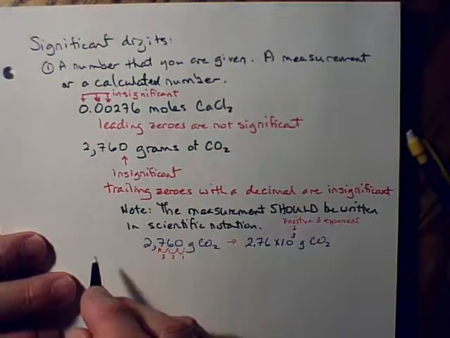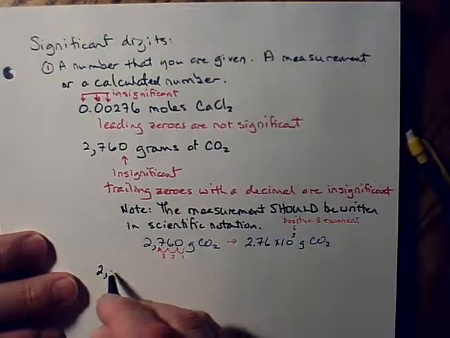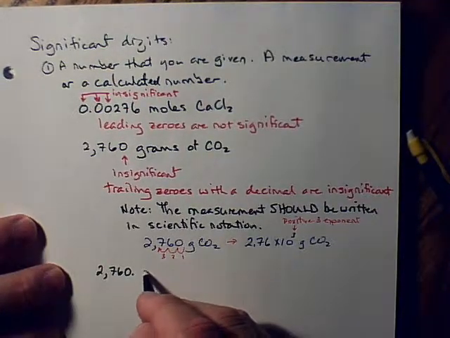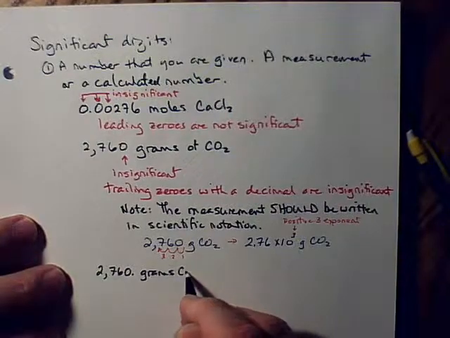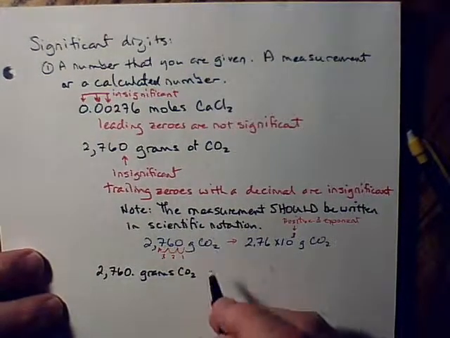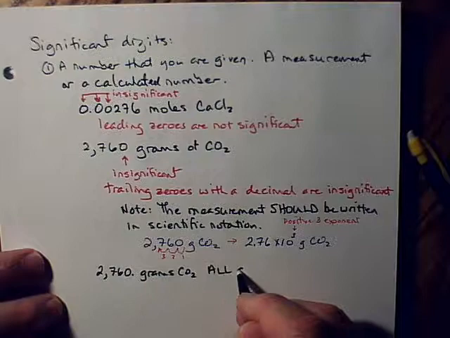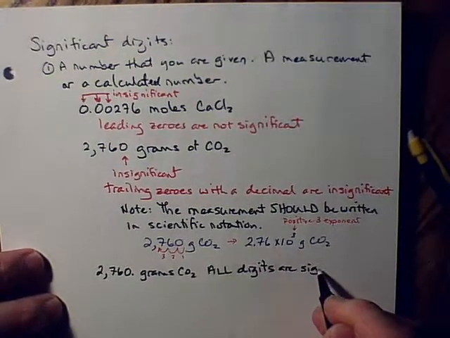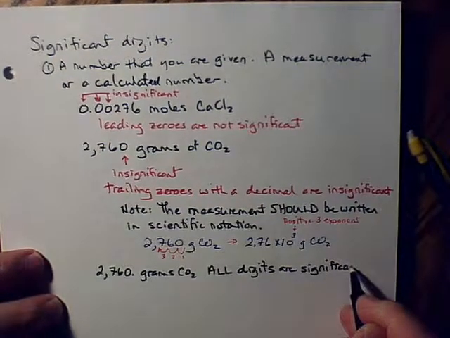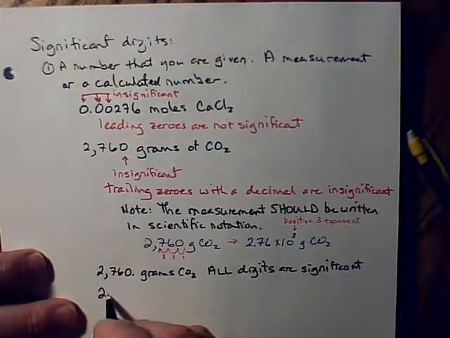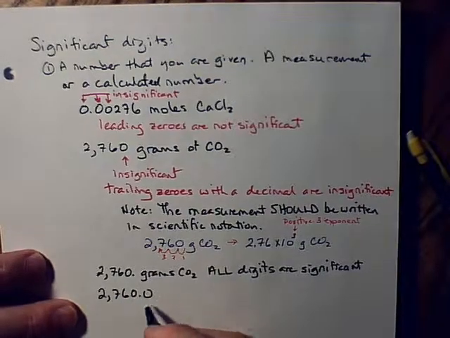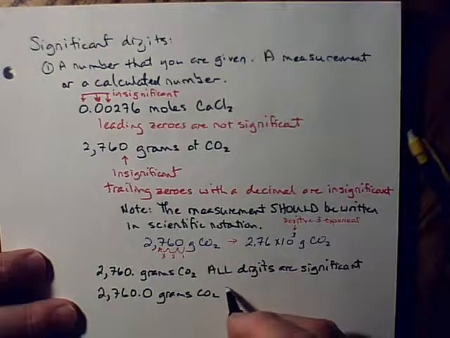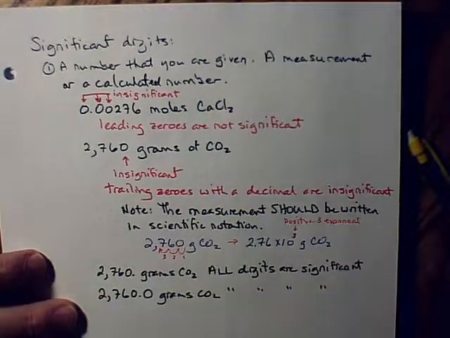Now, if we have, on the other hand, 2,760. grams of CO2, okay, all the digits are significant. Or if we have 2,760.0 grams of CO2, all the digits are significant.